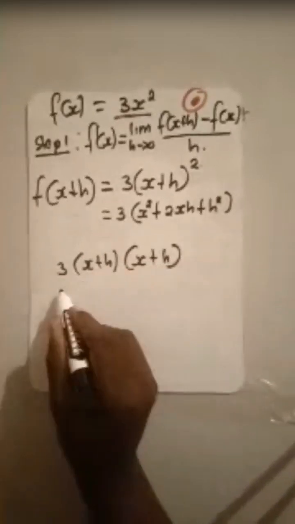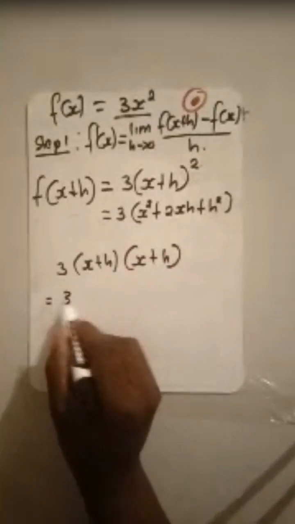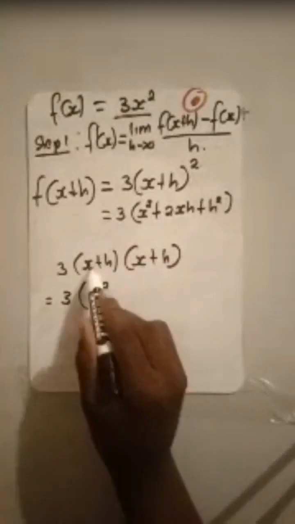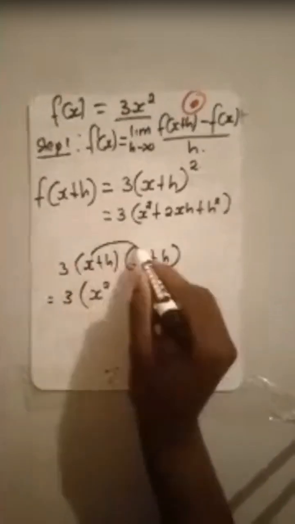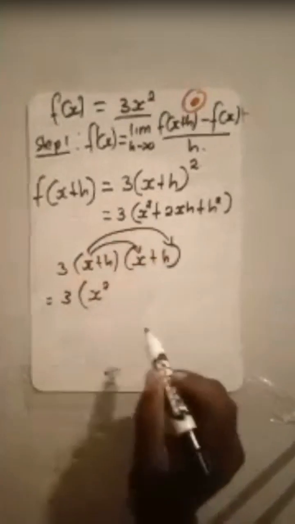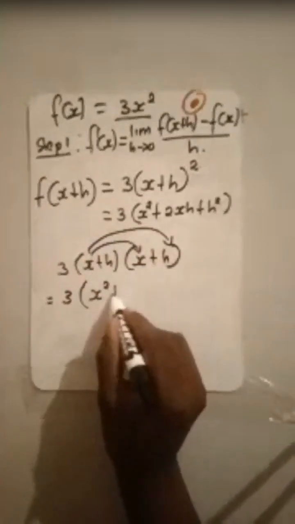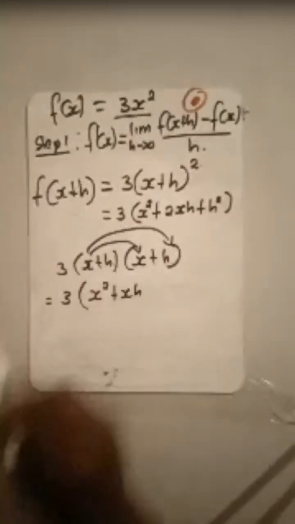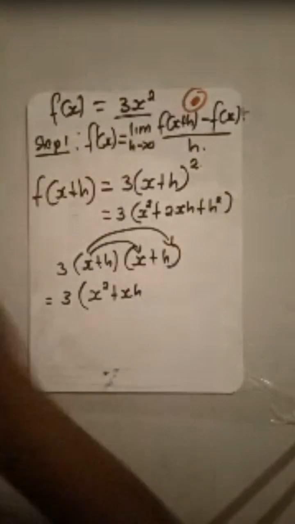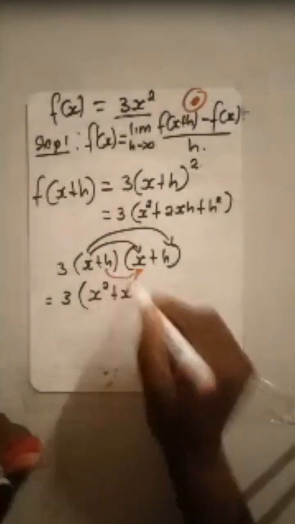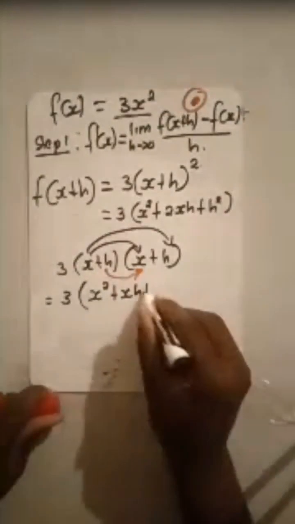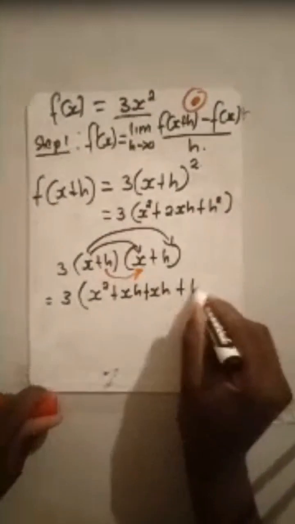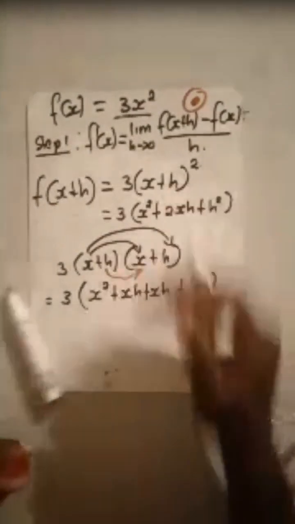Then you do the longer way, which is going to be equal to 3, then in brackets x times x, you get x squared, x times h, remember it's that times that, that times that, so we get again plus xh. Then h times x there, we get plus xh. Then h times h, we get positive h squared. So it depends which one is easier for you.